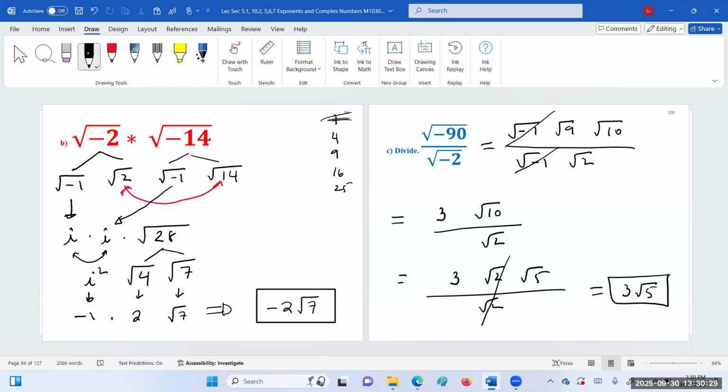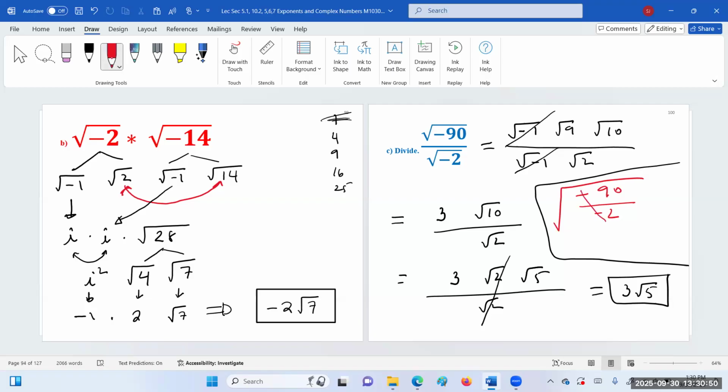To be honest, I actually never thought about this process. You know what I always see in this question? This is what I see. I never actually looked at it this way, which is amazing. What I always see is -90 over -2. So combine the two radicals into one. They cancel out, and half of 90 is 45. So we get square root of 45.